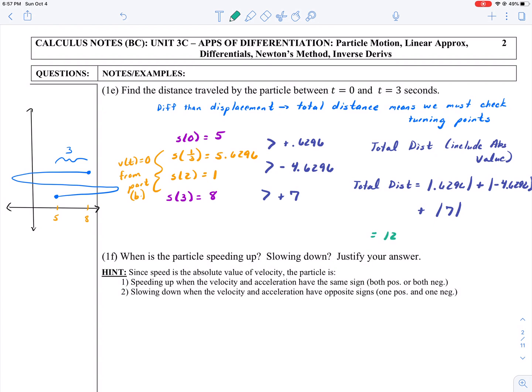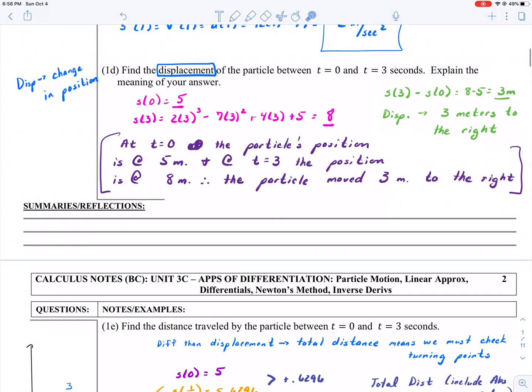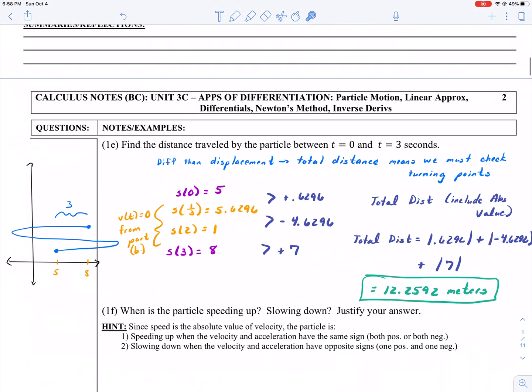Then I just need to put it in the calculator. I'm going to end up with 12.2592, and I'll make sure to attach the unit correctly. So that is the total distance traveled, which is very different from the displacement of 3. It's because I went forward a little bit, then all the way back to 1, and then back to 8. So I had to include that piece in this total distance traveled process.